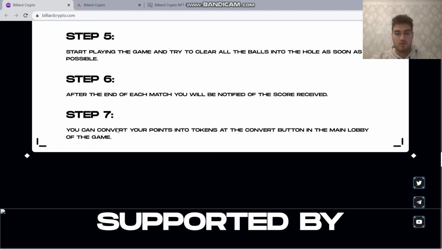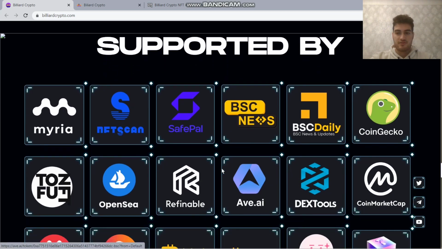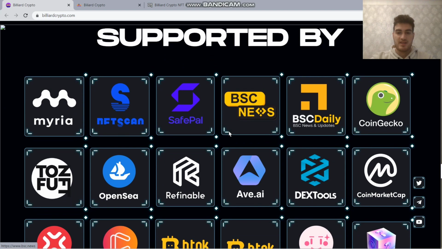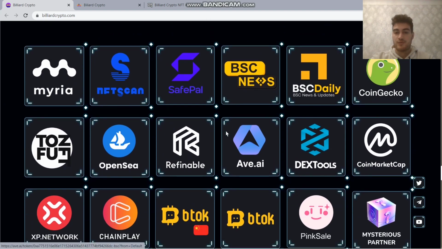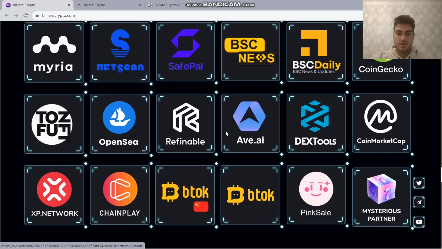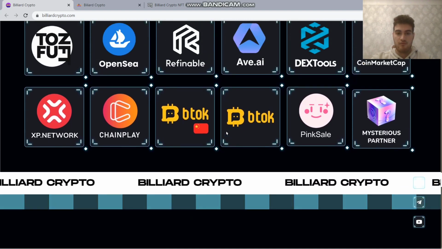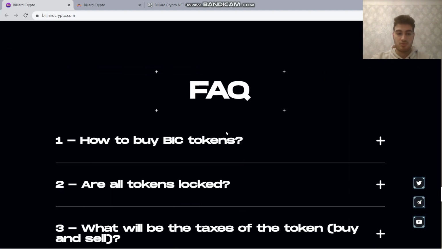It's written that you can convert your point into tokens at the convert button in the main lobby of the game. So you see different organizations in there. It's supported by these different official organizations. That's why you can afford the NFTs to this Billiard Crypto.